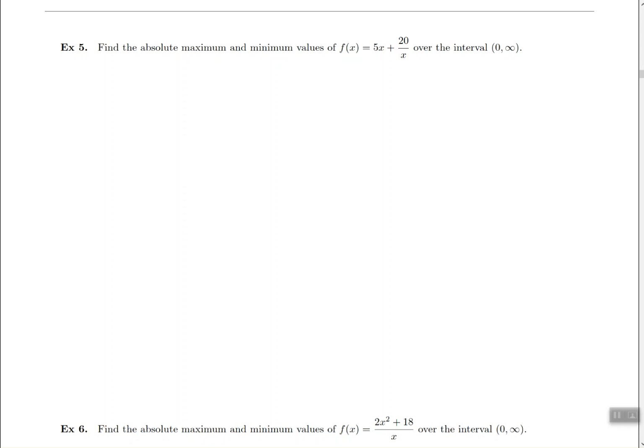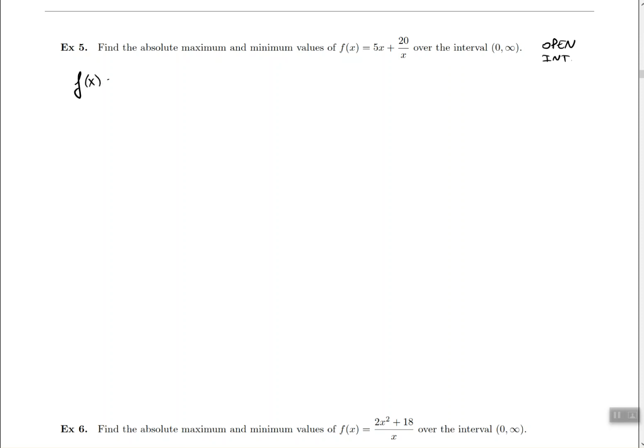Here's another example where we have to find the absolute max and min, and keep in mind on this problem the interval is 0 to infinity. There are parentheses at 0 and infinity, so this is an open interval. So we cannot use the extreme value theorem on this problem, so we'll just have to do it the old-fashioned way: find the derivative, critical numbers, then draw the line and decide from the line.